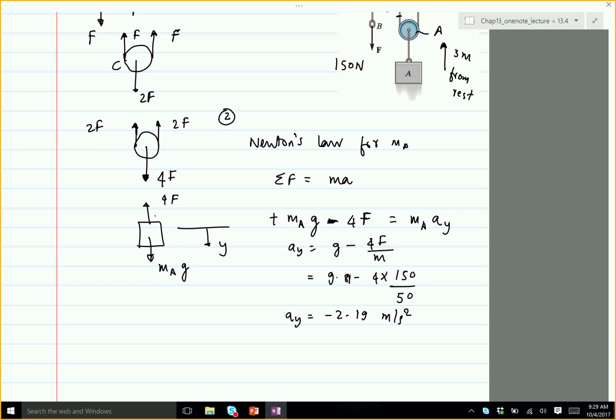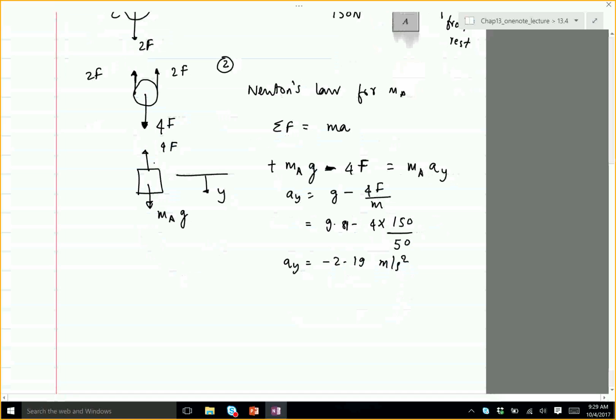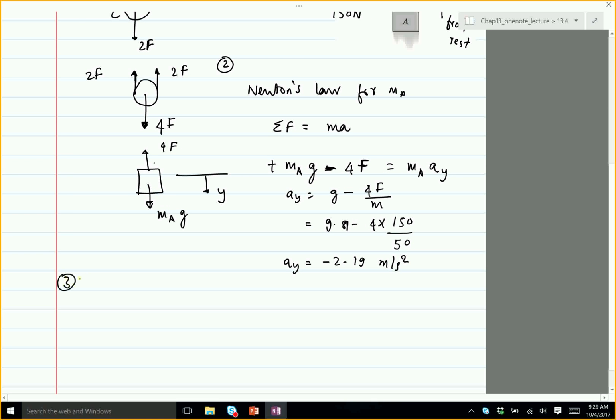Okay, so I said this only holds true for the no friction case. So given the acceleration a_y, we can find the velocity. Step 3 is doing the kinematics. We want to find the velocity when x_A is 3 and the velocity at the initial position is 0.